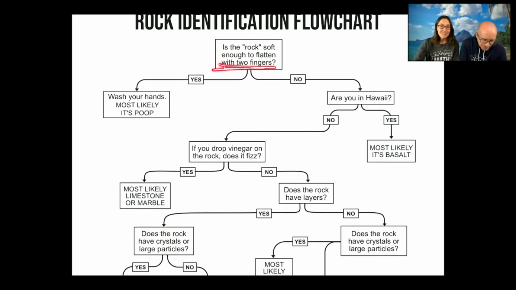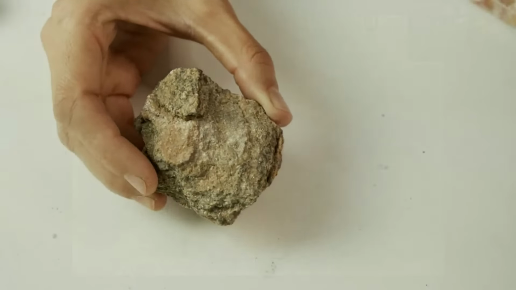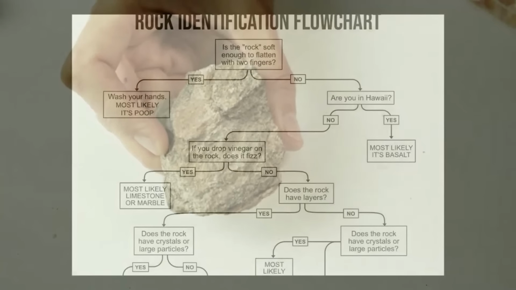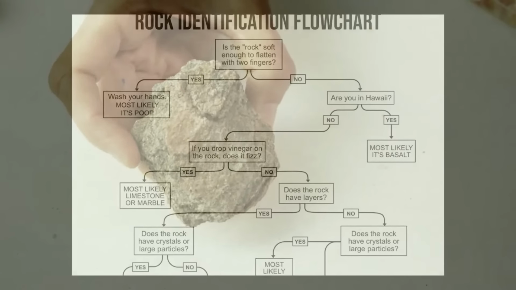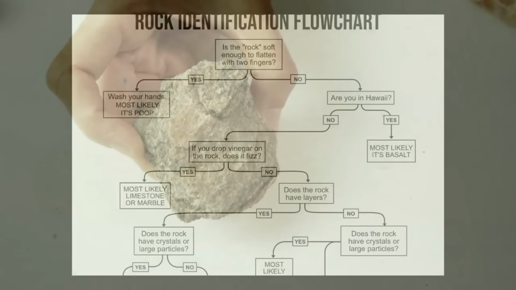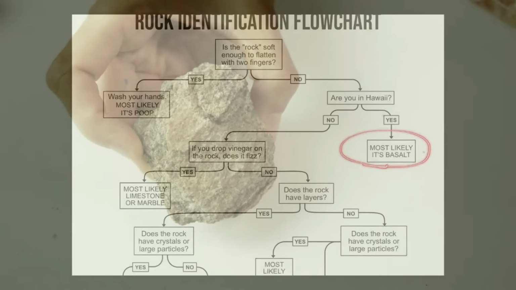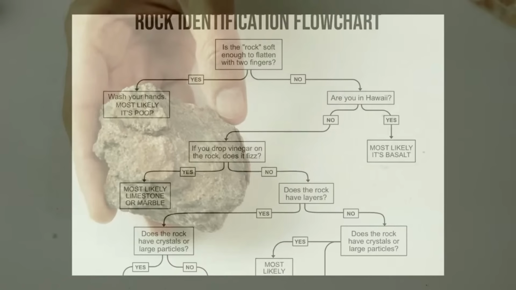Okay, so first question. Is the rock soft enough to flatten with 2 fingers? This is a fairly important one because sometimes you'll pick up what you think looks like a cool rock, but it actually might be something like deer poop. And if it's squishy, then go wash your hands because that was not a rock. All right. So the answer is no in this case. So looking at this particular rock. All right. So look at that. Ooh. 2 for 1. Are we in Hawaii? Did this rock come from Hawaii? No. Okay. If it did come from Hawaii, then most likely it was basalt. Yeah. Okay. So no, we head down here.